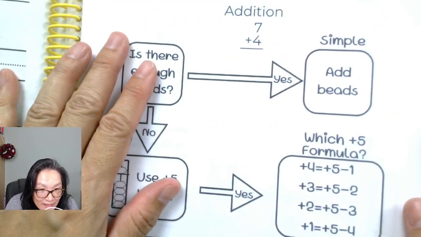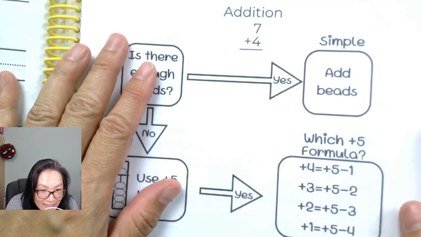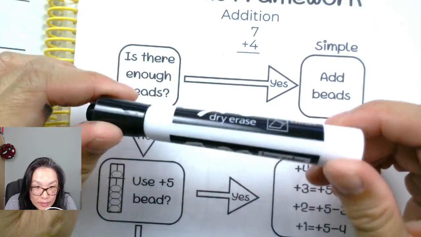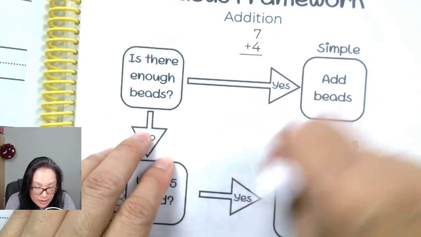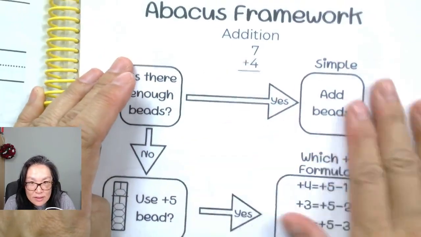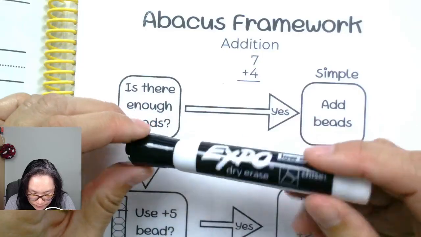I meant to say it with a Sharpie. Yeah. Well, no, I use a dry erase. Don't use a Sharpie because you don't want it to be permanent. I don't want it to be permanent. So I always erase. So I do it with a dry erase.